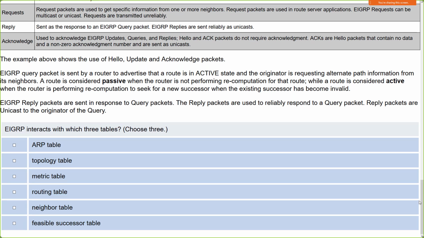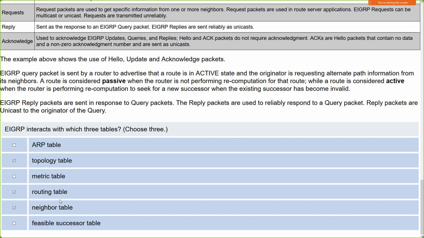EIGRP interacts with which three tables? Not an ARP table. Certainly the topology database. That is my routing information base for EIGRP. No such thing as a metric table. The routing table is my global RIB, and the neighbor table is my adjacency database. These are the three data structures that we refer to when we talk about the protocol.